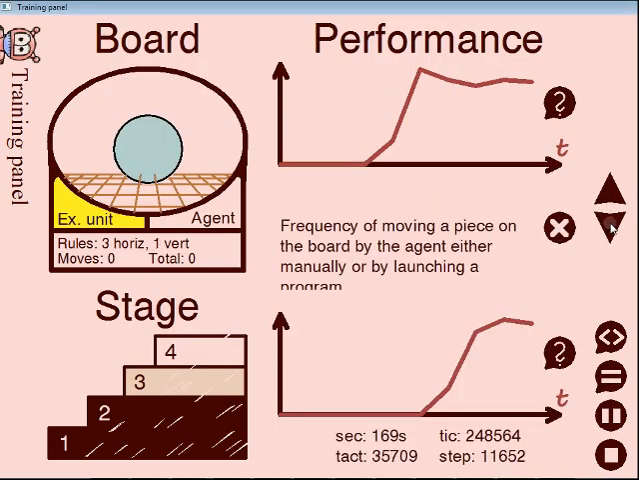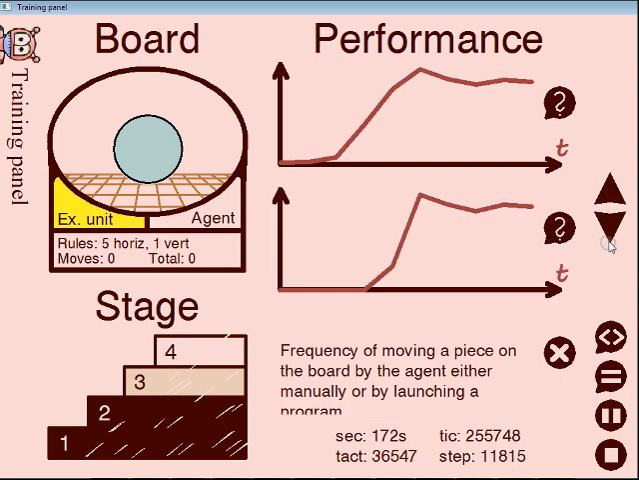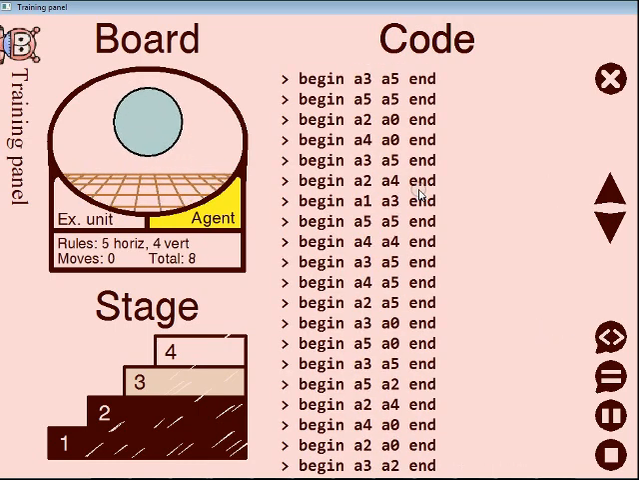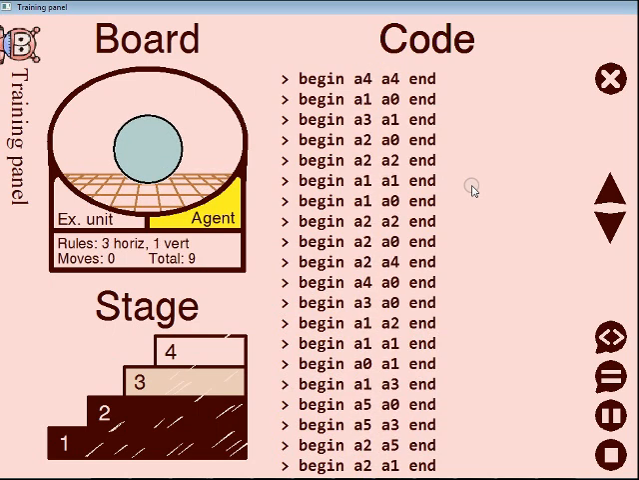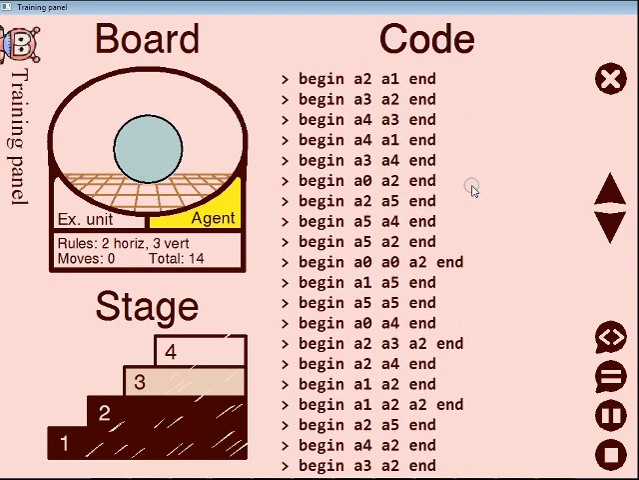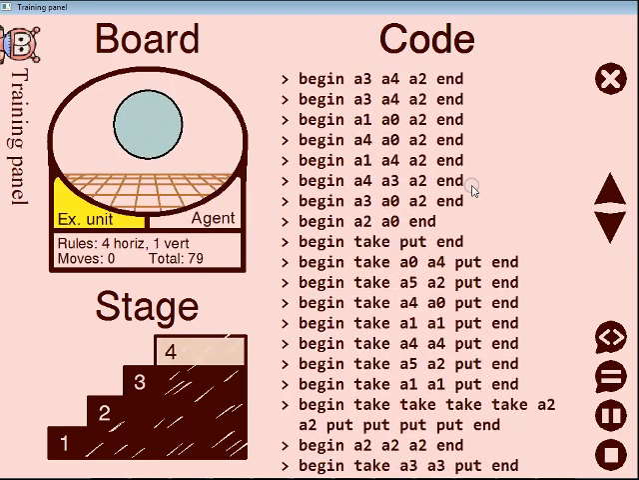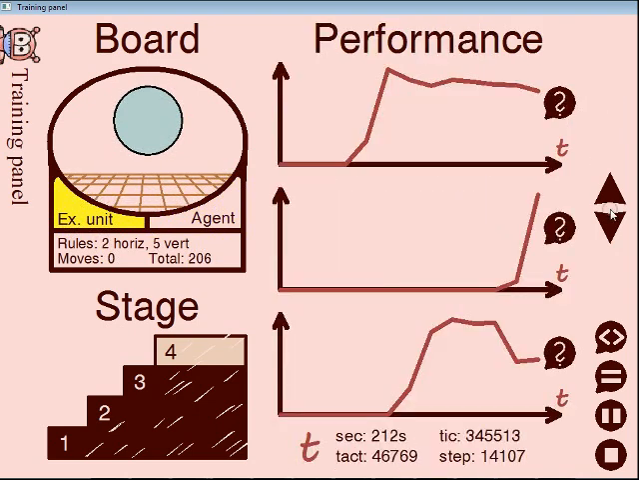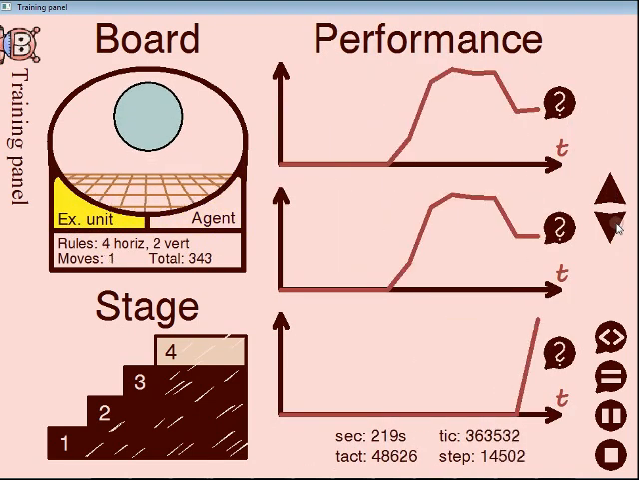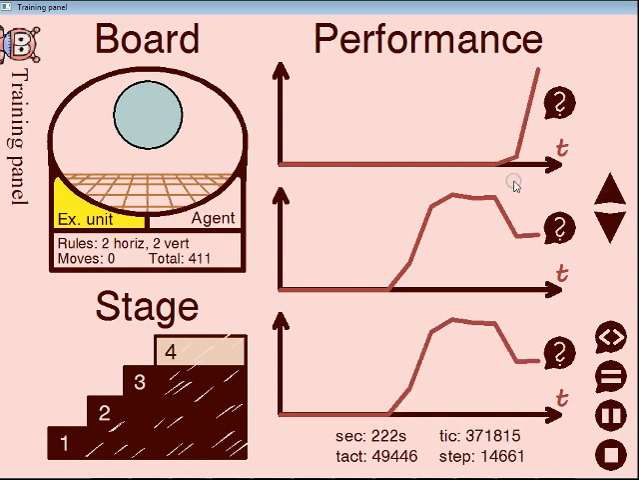Now we are on the third stage, and you see that the agent has made some moves already, and it continues moving the piece manually. It has also been writing and launching programs, and we can see them here. These are the programs it writes, and we can expect that soon the agent will come to the idea that the moving skill can be combined with the programming skill, and the first useful program will appear at this moment.